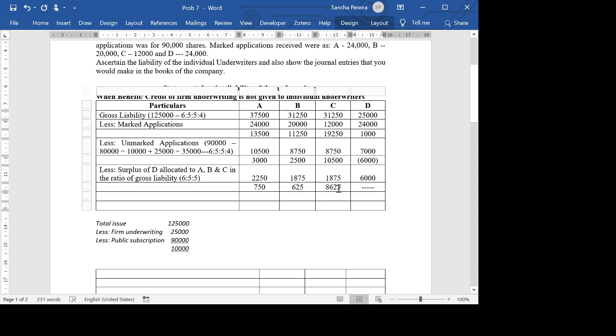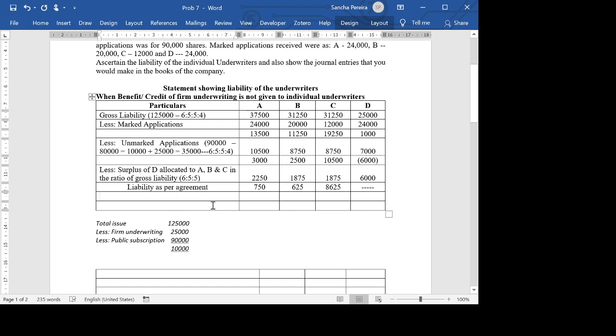If you put these two together, you get 9250, and plus 750 will be 10,000. So basically we are correct. So we call this liability as per agreement. What is the meaning of liability as per agreement? The remaining shares that have not been taken up by anybody, the underwriters are going to divide in this way. That means D does not have to take up anything.